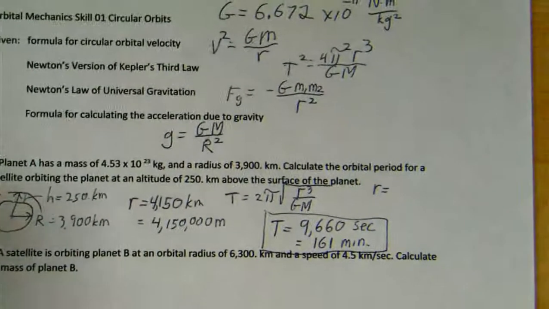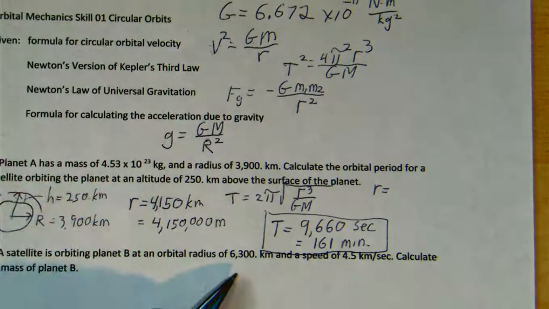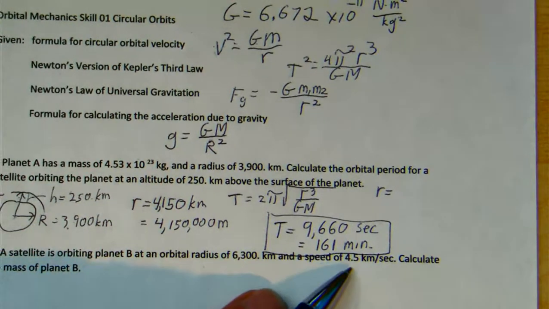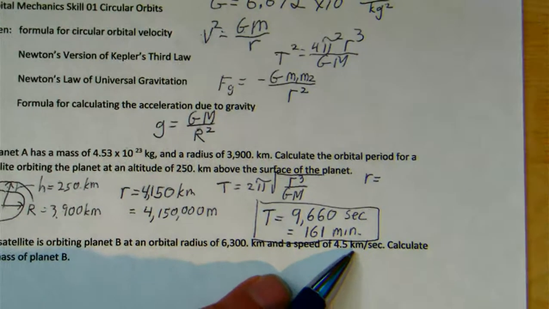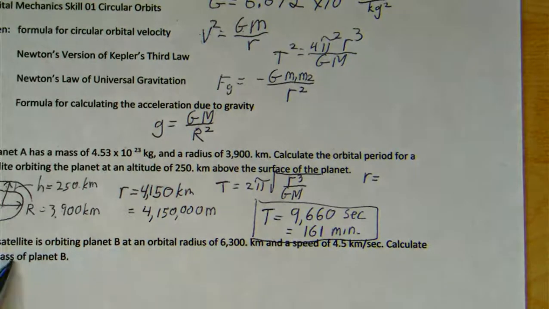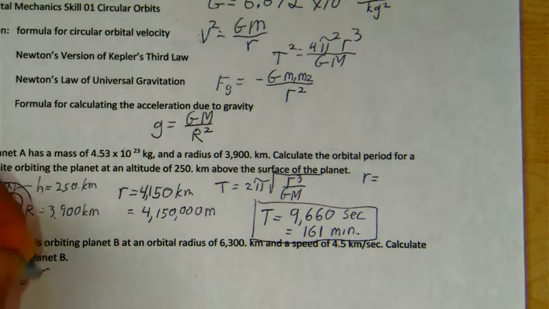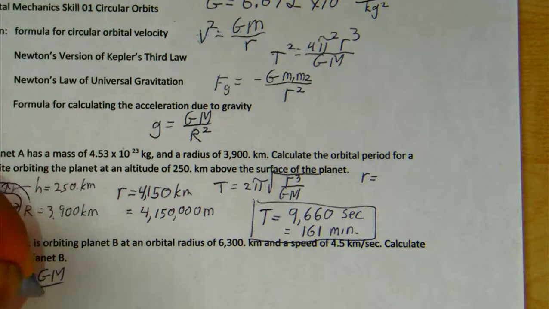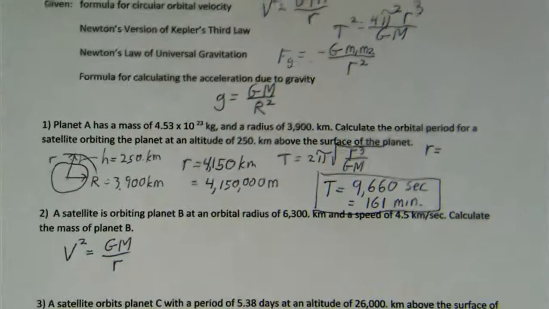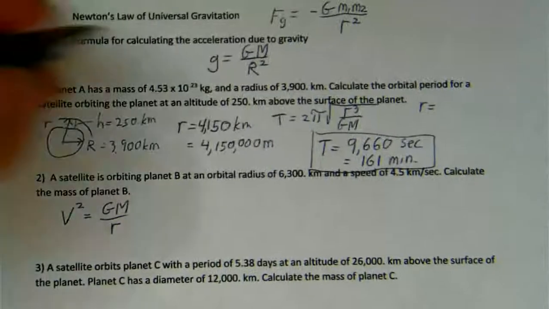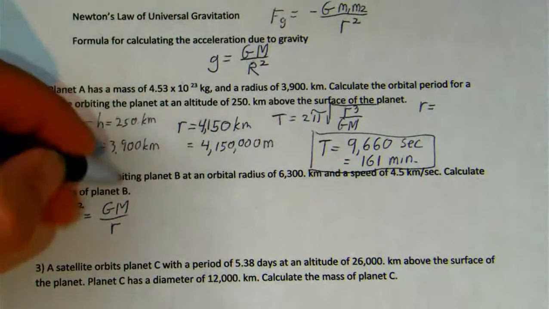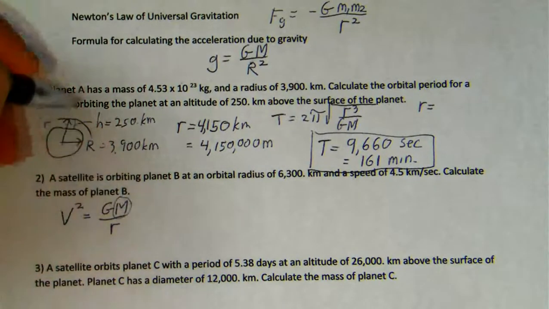Number two. A satellite is orbiting planet B at an orbital radius of 6,300 kilometers and a speed of 4.5 kilometers, not meters, per second. Calculate the mass of planet B. So I would use the circular orbit formula, v squared equals G times the mass of the planet divided by the orbital radius. And in this situation, we are rearranging the equation to solve for the mass.